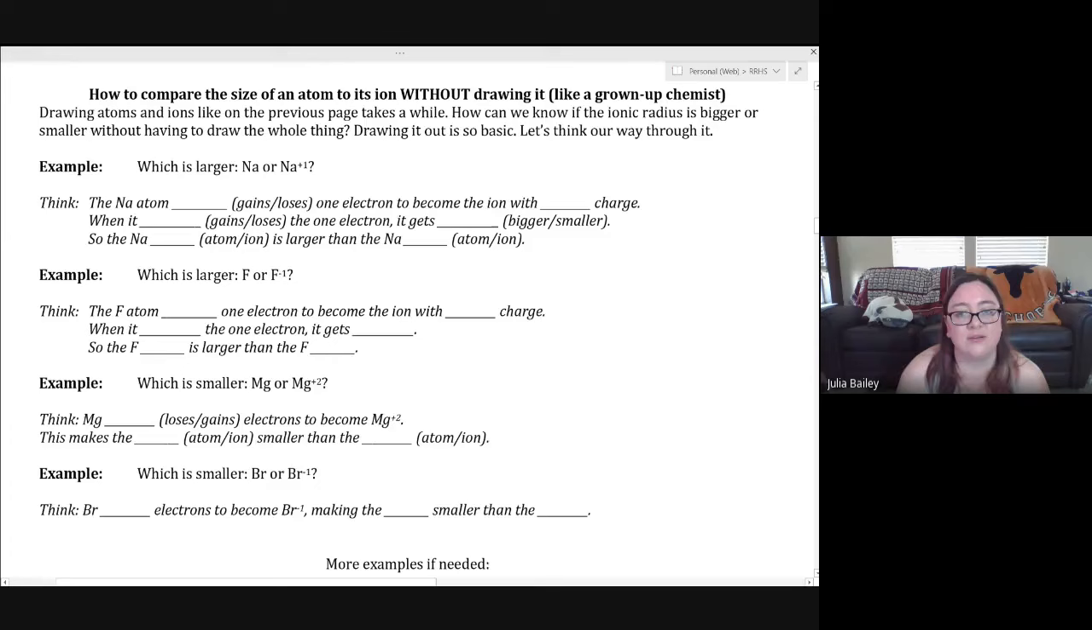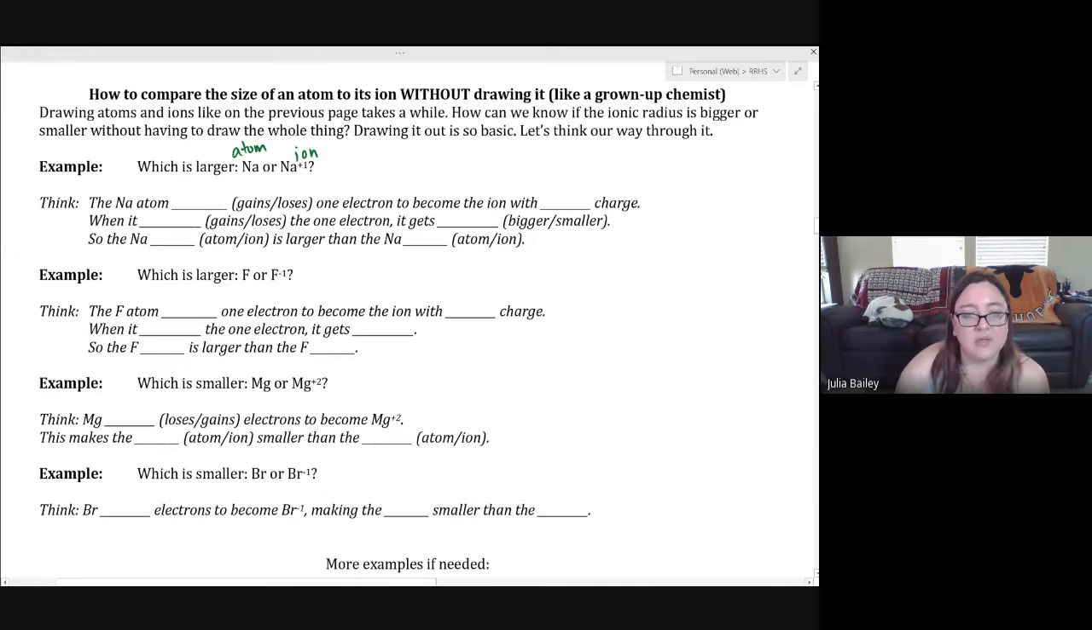How can we know if the ionic radius is bigger or smaller without having to draw the whole thing? Drawing it out is so basic. So let's think our way through it. We can have questions like, which is larger, sodium or sodium plus 1? It helps to recognize that the one with no charge is the atom, and the plus 1 charge tells me that one is the ion.